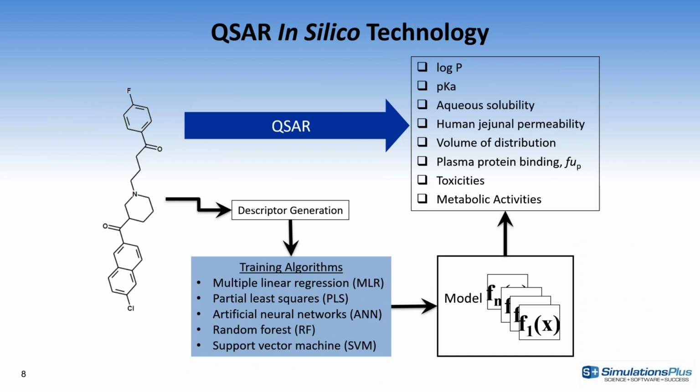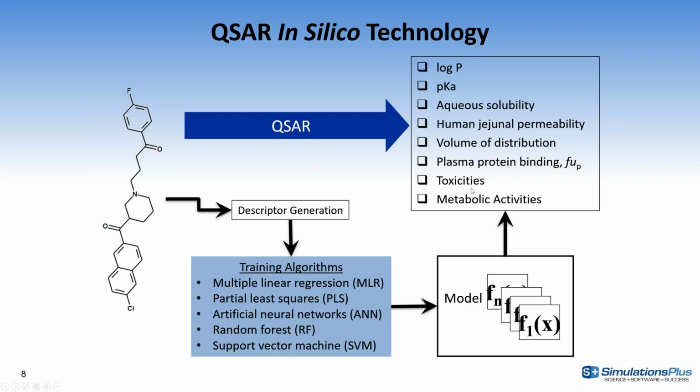The main focus of this talk is using QSAR models in PBPK modeling. And so in this section, I'll discuss how we generate these QSAR models. Now, I'm not going to go into a lot of detail, but I think it's important to understand what goes into the QSAR models and what kind of approximations are made here. Basically, you're using a QSAR model to take the 2D structure of a molecule and predict various properties such as log P, pKa, aqueous solubility, etc.